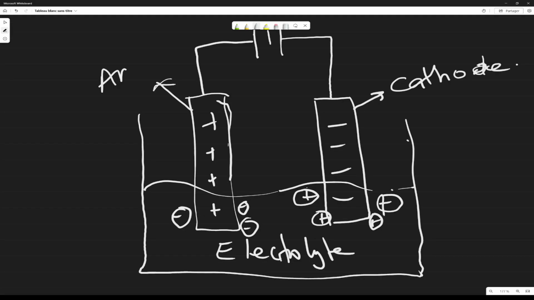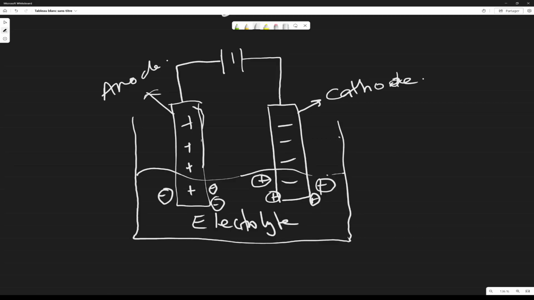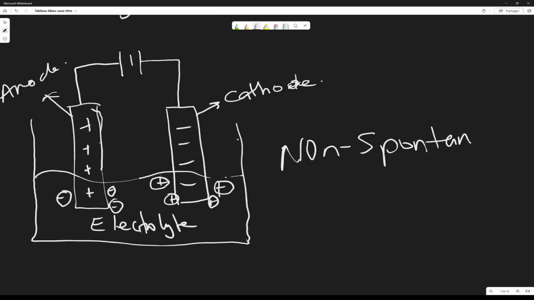Now that's different. Note that this process happening here is not spontaneous, right? So it's what we call a non-spontaneous process. And in other words, it doesn't really happen by itself, right? It actually requires an external voltage, right? So power from the battery drives this reaction. Now this is an electrolytic cell.